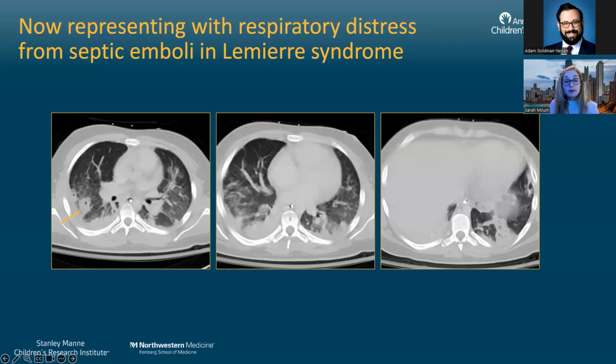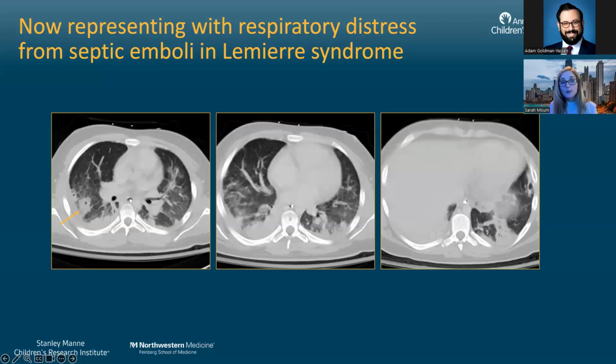In terms of etiologies or inciting factors for Lemierre's, pharyngitis is the most common thing we see. The common bug to be aware of and associated with Lemierre's is Fusobacterium necrophorum, but there are other things that can lead to Lemierre's as well.